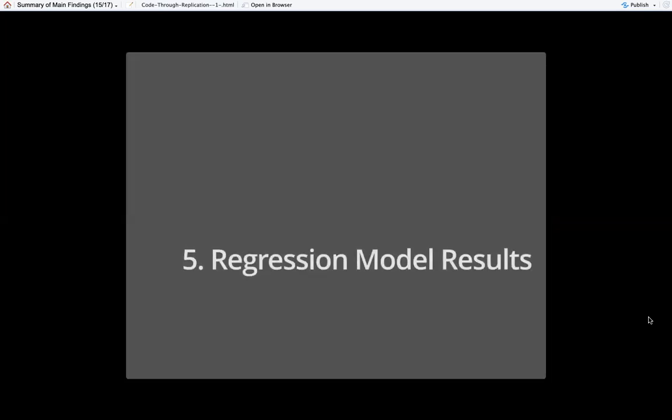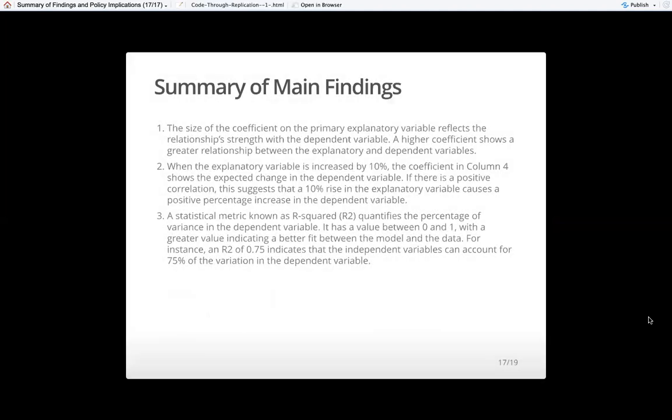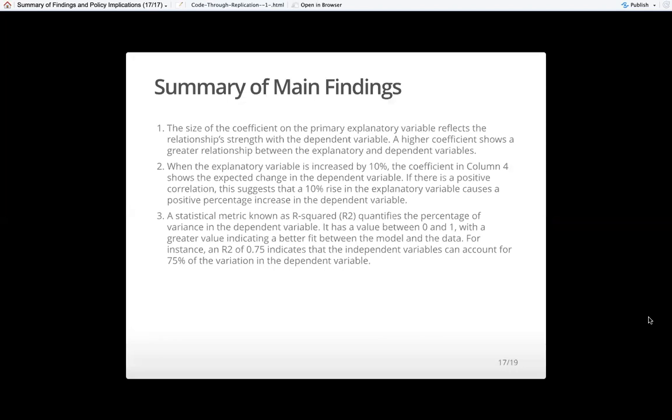Regression model results. So right here is the chart for the effect of local poverty on housing affordability. And then on the next slide, we'll be talking about the summary of the main findings. The first bullet point: the size of the coefficient on the primary explanatory variable reflects the relationship strength with the dependent variable. A higher coefficient shows a greater relationship between the explanatory and dependent variables.